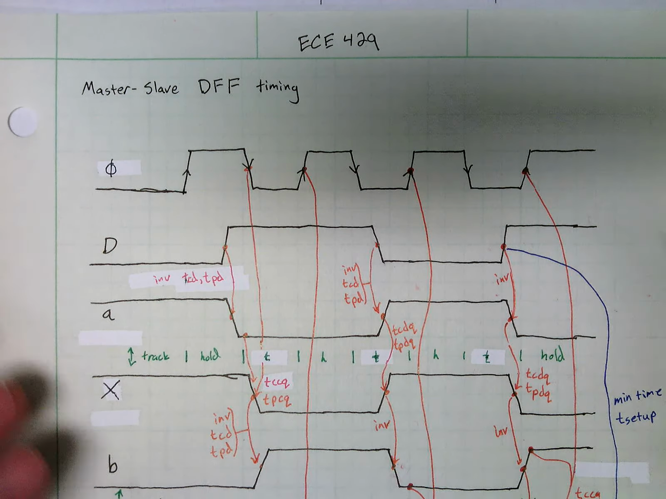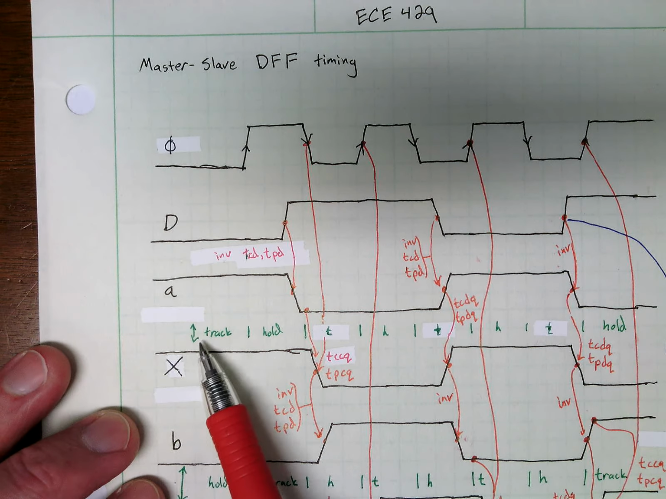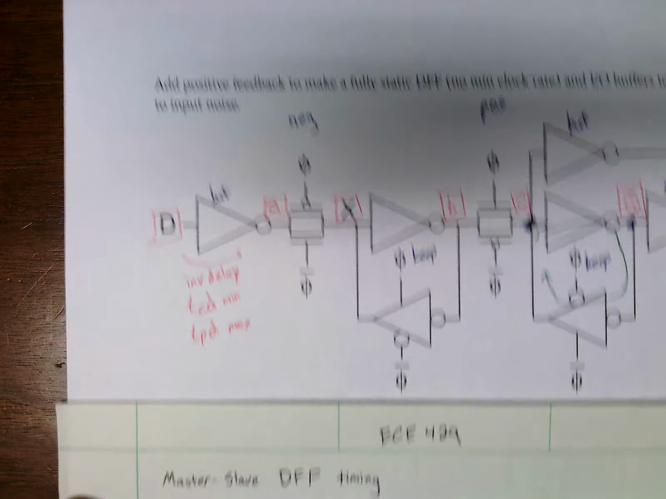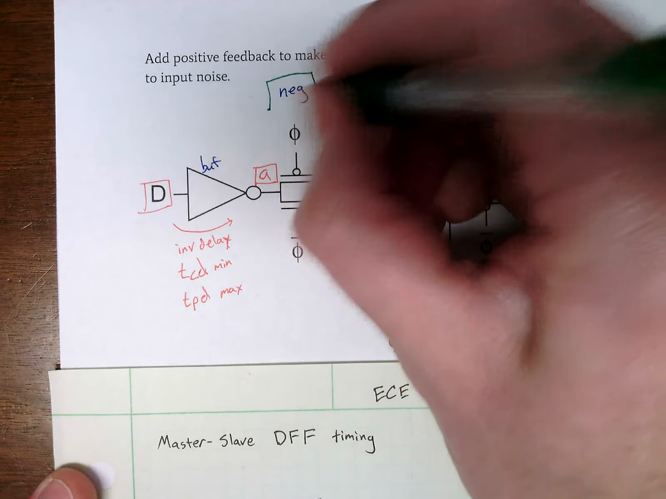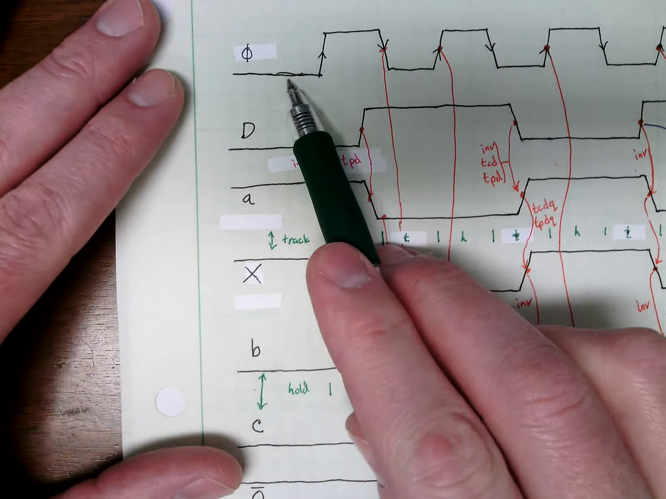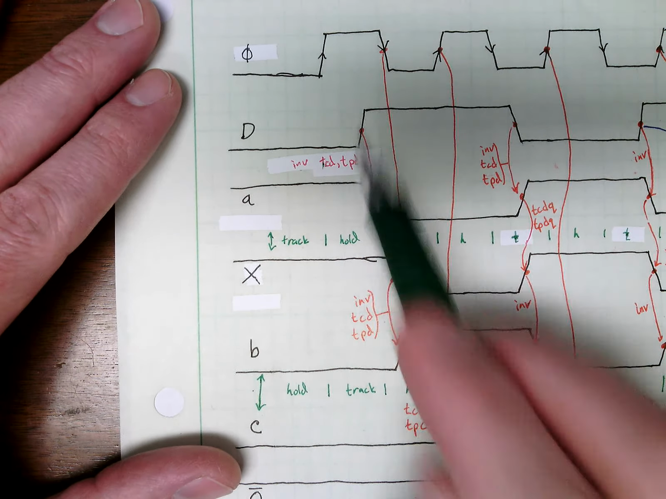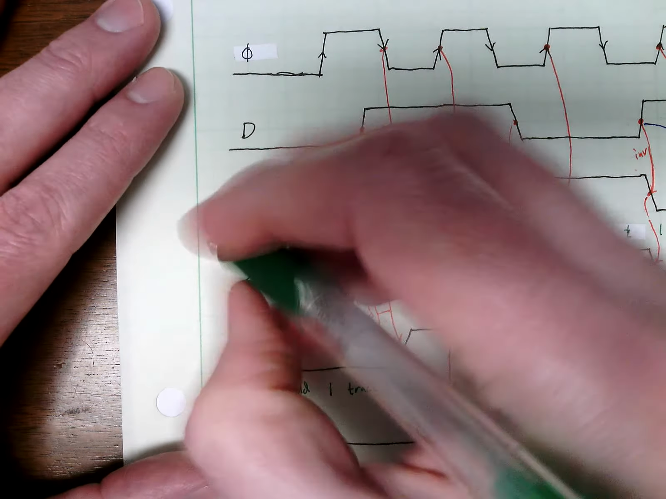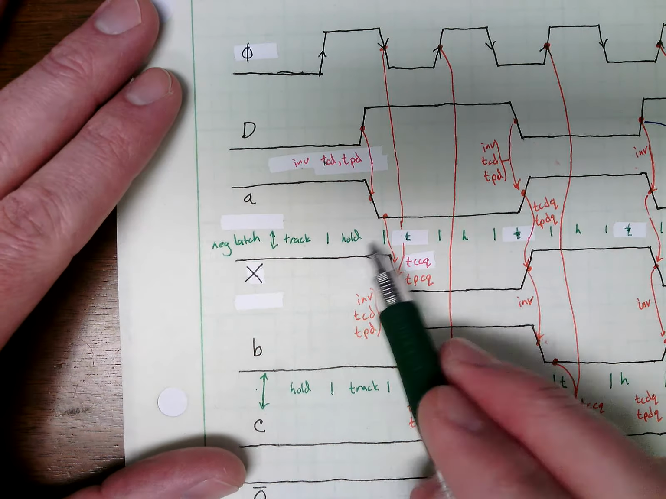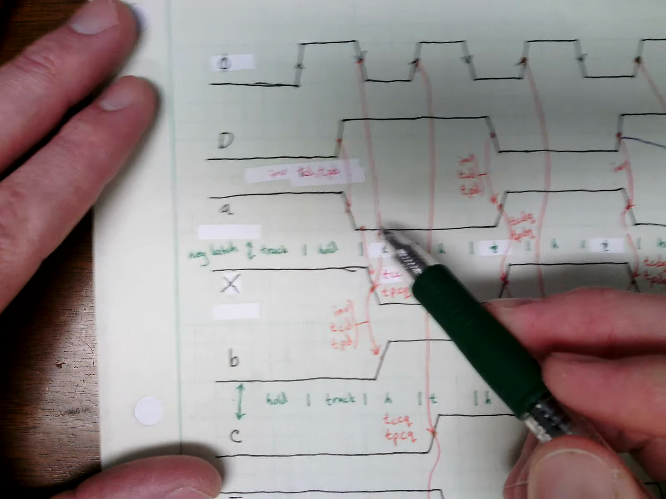All right, remember that we have A and X. You see this green arrow here. This is green. This is our negative latch. So when clock is low, we are in track mode. When clock is high, we're in hold mode. This is what it means to be a negative latch. Track, hold, track, hold, track, hold, track, hold. It just follows the mode of the clock phases.